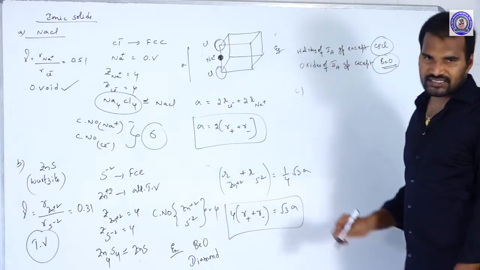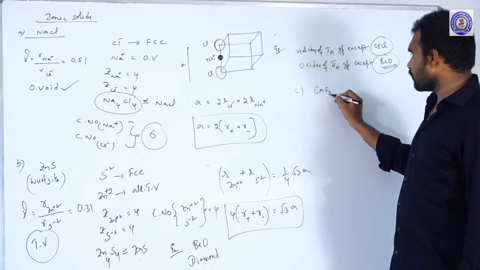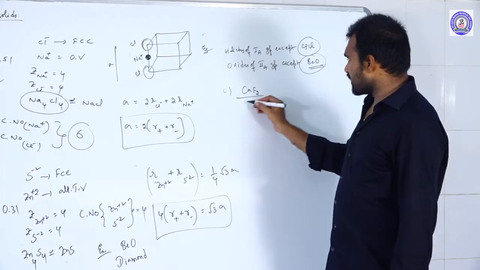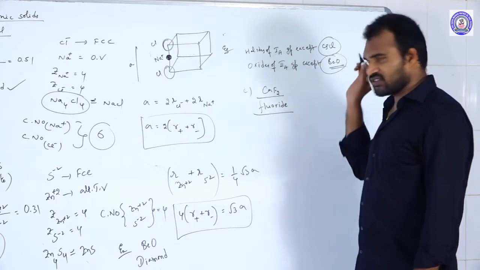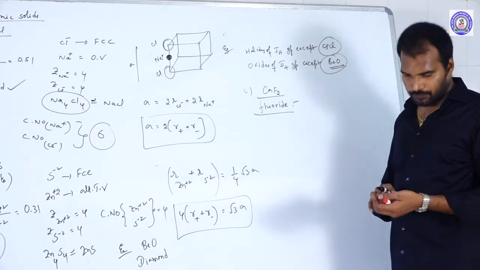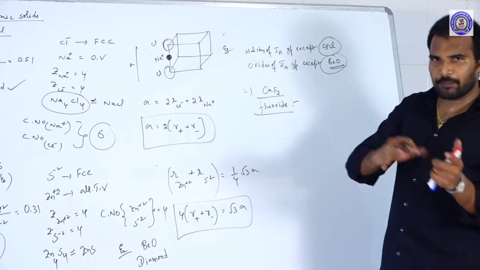Next, move to the third one. The third type of crystal lattice I am going to discuss is CaF2. This is what we call fluorides. Fluorides. This is the AB2 type.